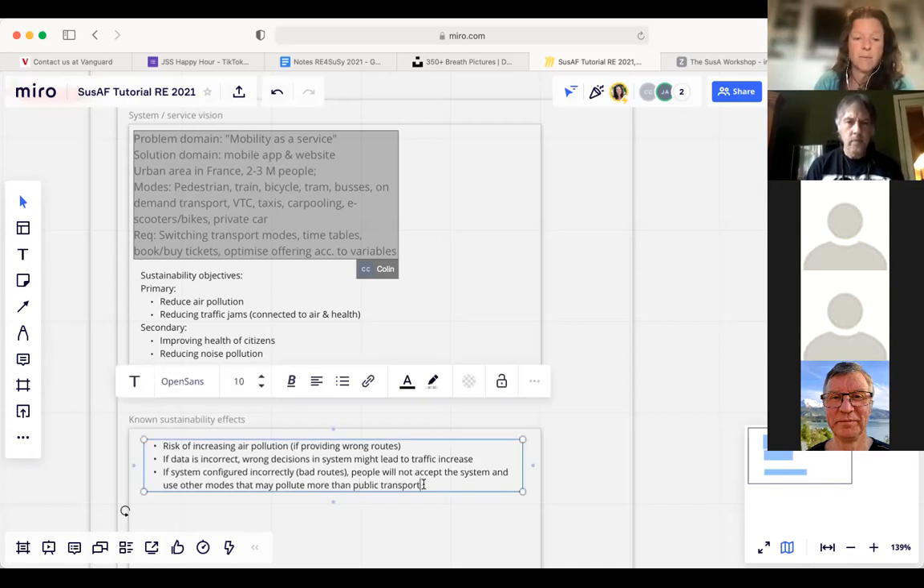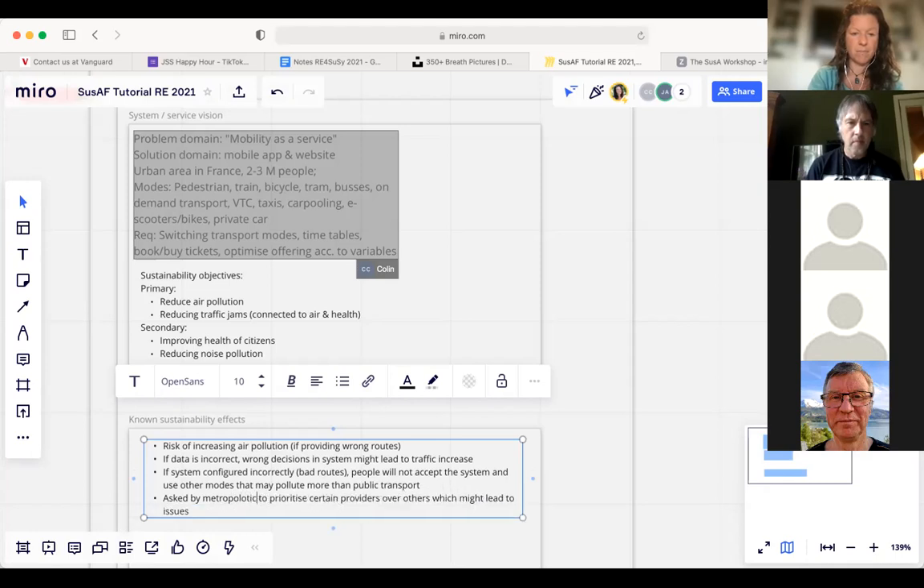So I can provide one more, which might be interesting. We know that we have been asked by the metropolitan area to prioritize certain providers over others due to some political choices. That might lead to some issues, right? Yep. We are talking about mobility providers, just to be clear. Yeah.